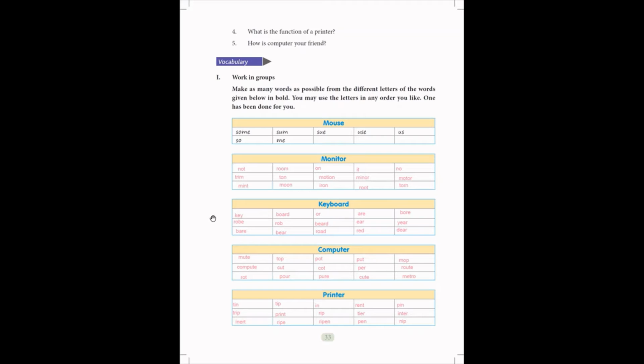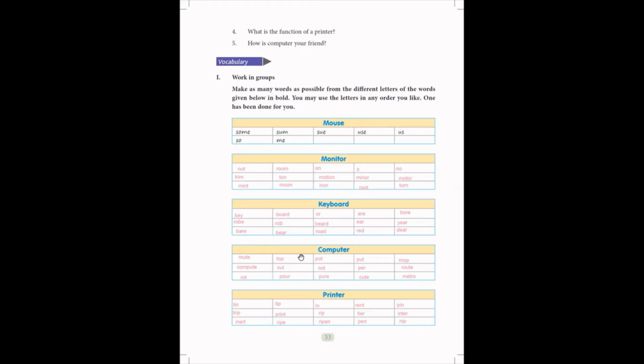Next is keyboard. Key, board, or, are, bore, row, rob, beard, ear, bear, road, red, deer. All right.